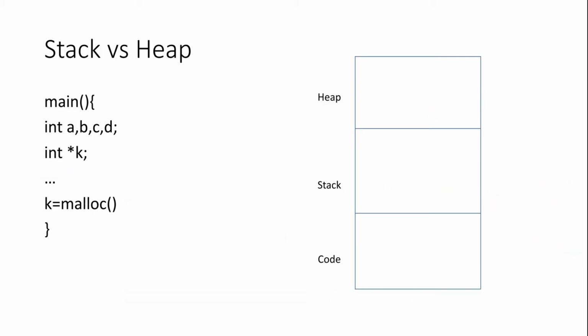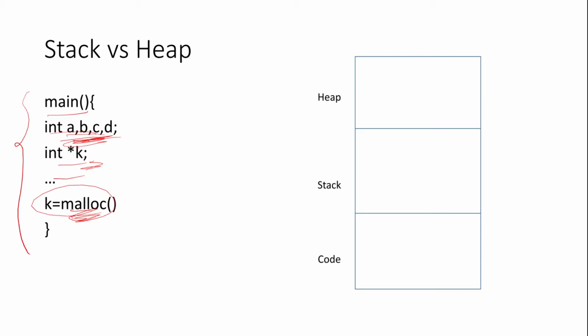Okay, so let's see what happens. For example, we have a small program. This basically does nothing, and you can see there are a couple of variables there. And we have one, k is equal to malloc, there's one more function that is being called.